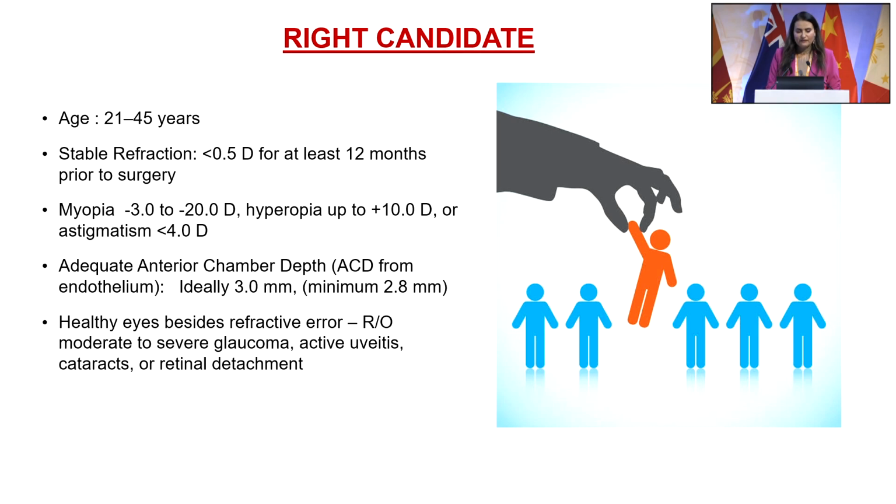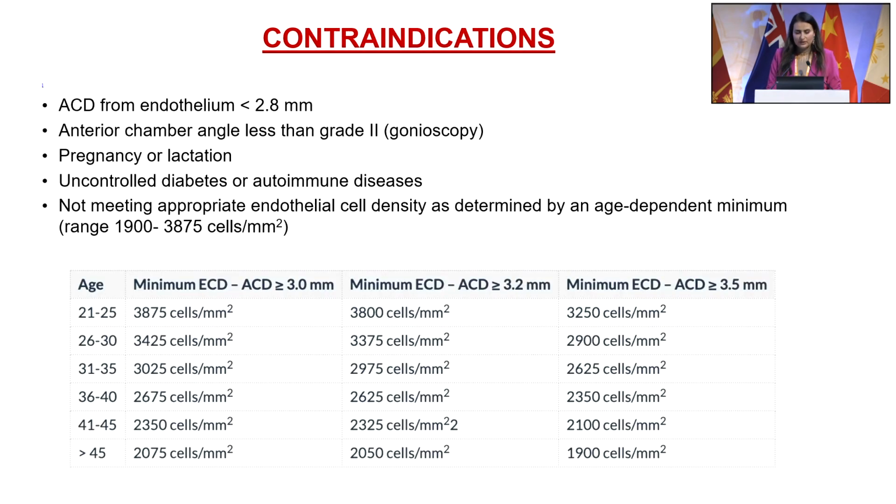Patients should have an adequate anterior chamber depth, which should be measured ideally from the endothelium. Ideal would be a 3 millimeters ACD depth, but a minimum of 2.8 cutoff should be respected. So patients should have healthy eyes besides refractive error, and one should rule out moderate to severe glaucoma, active uveitis, cataracts, or retinal detachment.